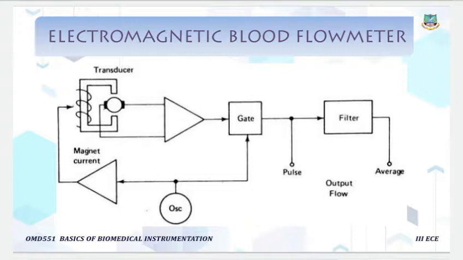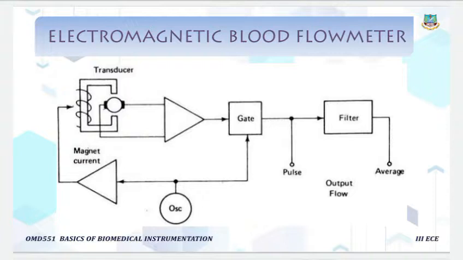Then the preamplifier. What is the purpose of the preamplifier? The induced voltage picked up by the electrodes is given to a low noise differential amplifier through a capacitive coupling. It must have a very high common mode rejection ratio and input impedance.